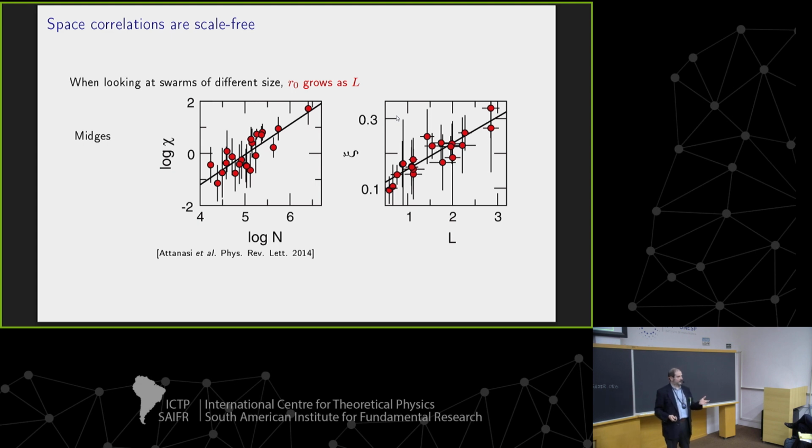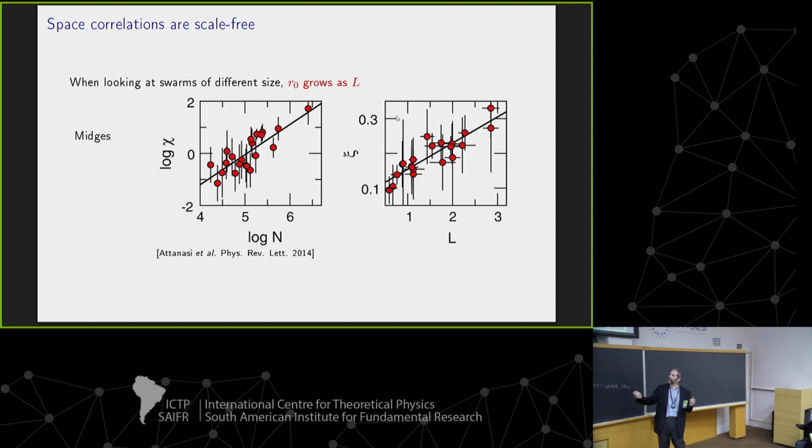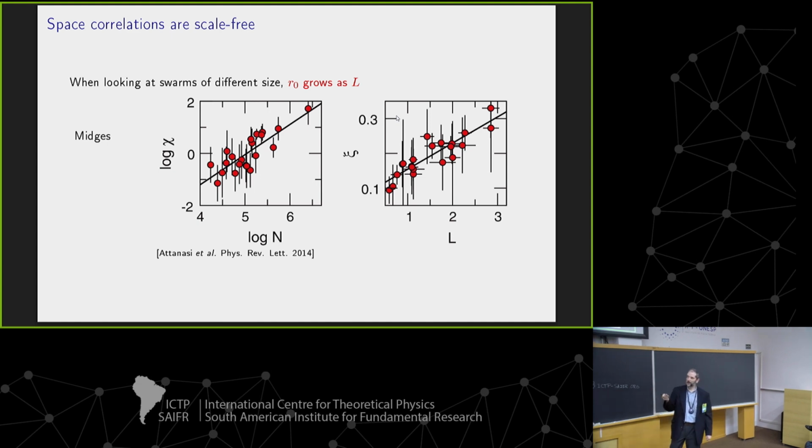So in that sense, the system is scale-free. If one looks at an infinite swarm, one would have an infinite correlation length. And this is what happens. We know that these kinds of things happen when we observe a physical system at criticality, at the second-order phase transition.